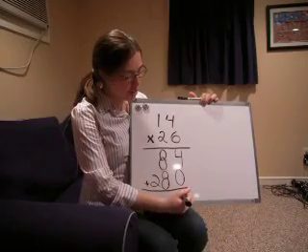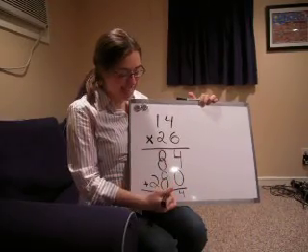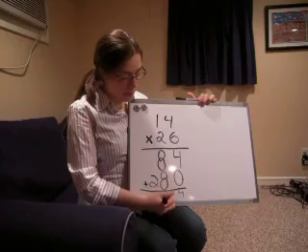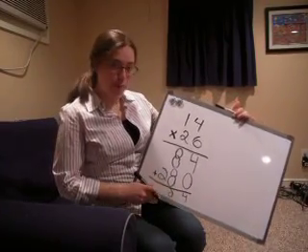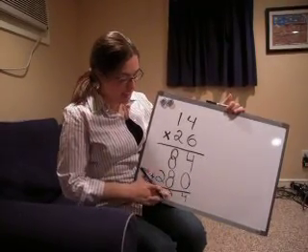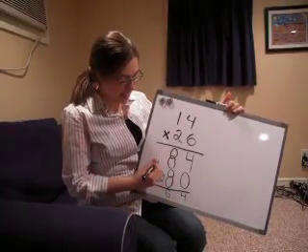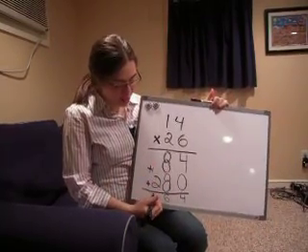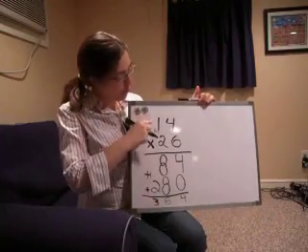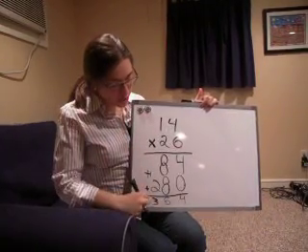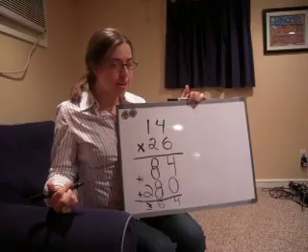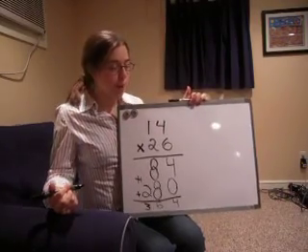0 plus 4 is 4. 8 plus 8 is 16. We regroup. Oh no, it is very hard to write upside down. I'm sorry about that. There we go. 16 and 2 plus 1 is 3. So we've got it. 14 times 26 equals 364.